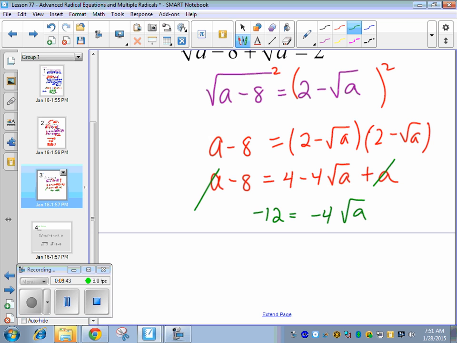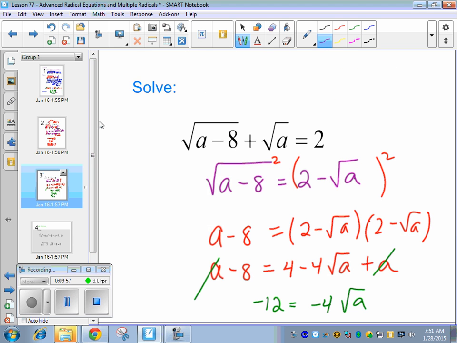Kendra, what do you do next? Okay, so I get 3 equals root a. Patrick, what do I do next? Square. Okay, so I get 9 equals a. And Connor, what do I have to remember to do every single time on these? Check it. Check it. Come back up here, and we get square root of 9 minus a plus square root of 9 equals 2.